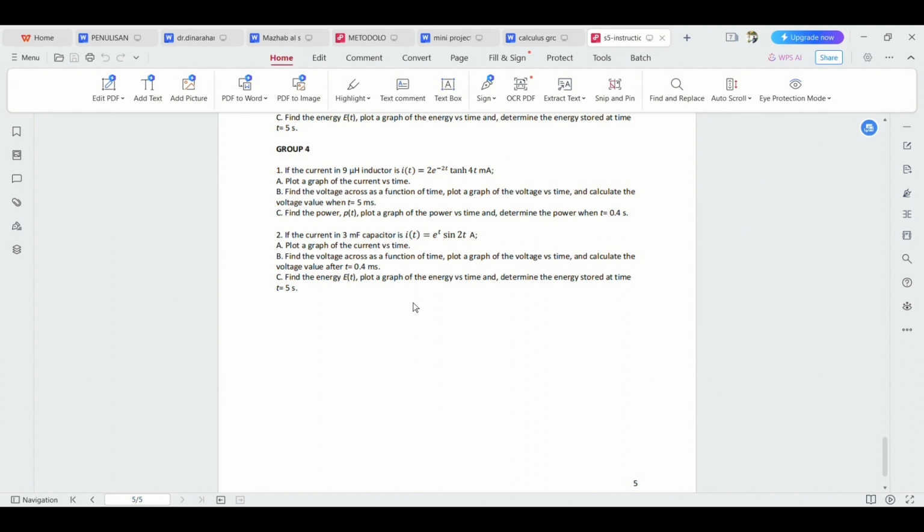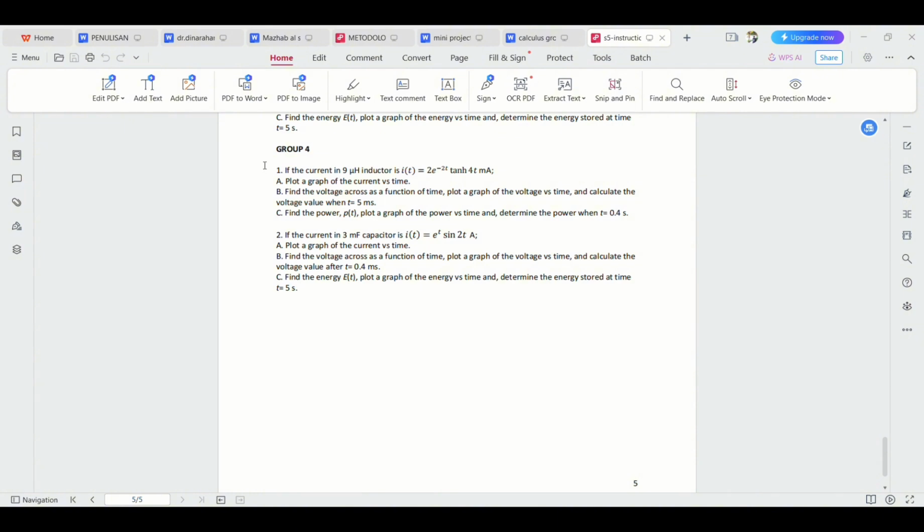Question 2: the current through a 3 millifarad capacitor is given by the formula e to the power of t times sine 2t. Part A: plot a graph of current versus time. For this we will use MATLAB.